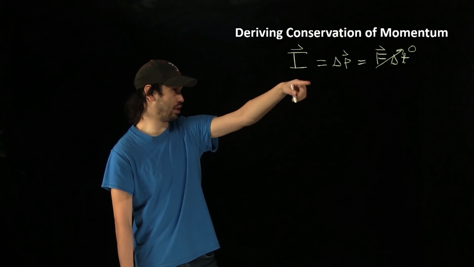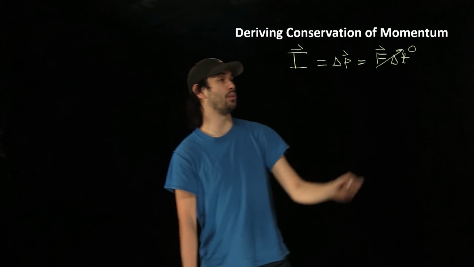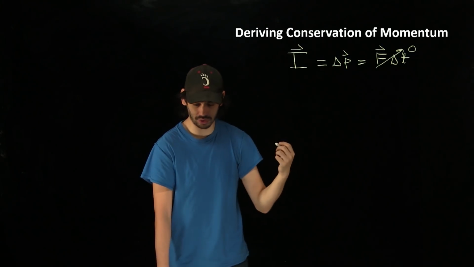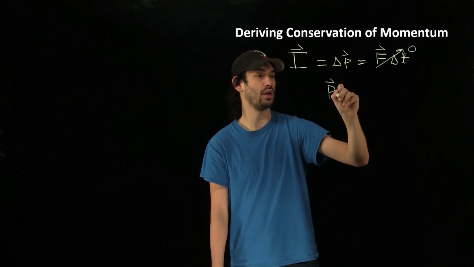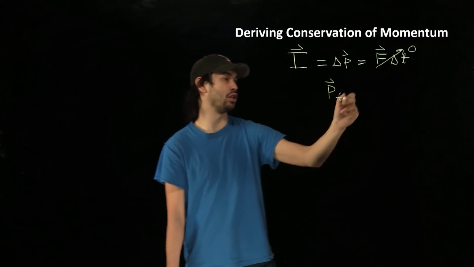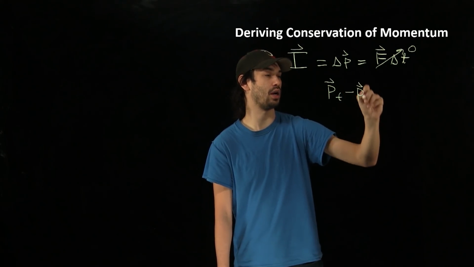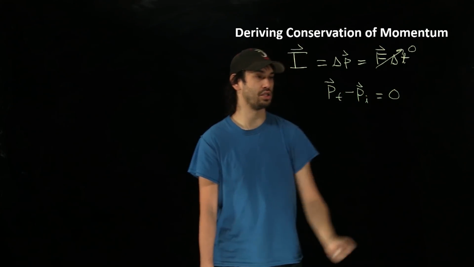Now, if we look at this and expand, our change in momentum is really the difference between the final momentum, so this is going to be Pf, and the initial momentum, so this is going to be Pi, and this is going to be equal to 0.